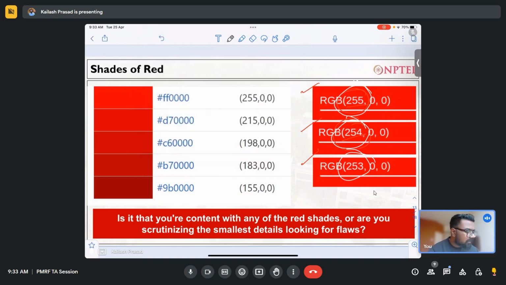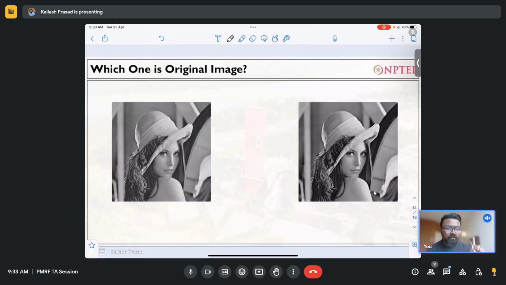So these are two more images which I have taken, one of the very famous images in image processing. The question here is just for you. There are two images. Can anybody tell me which one is original? The first one or the second one? Just type your response.